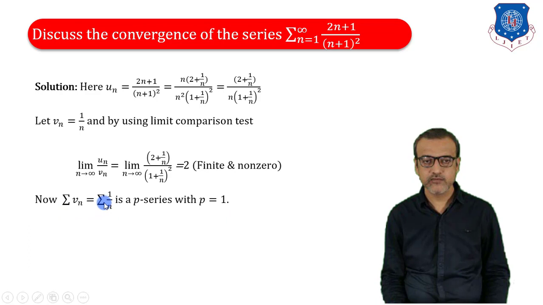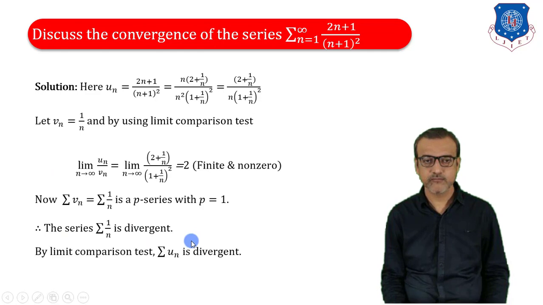Now sigma vn equals sigma 1 upon n is a p series with p equals 1. The series sigma 1 upon n is divergent, because for p greater than 1 the p series is convergent, and for p less than or equal to 1 it is divergent. So sigma 1 upon n is divergent. So by the limit comparison test, sigma un is divergent.